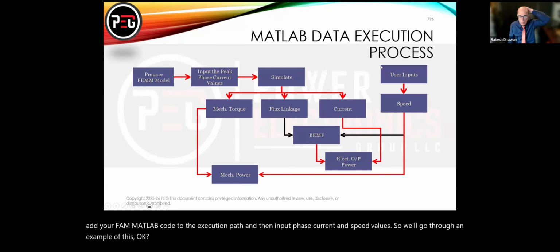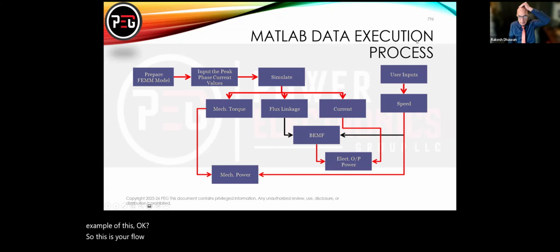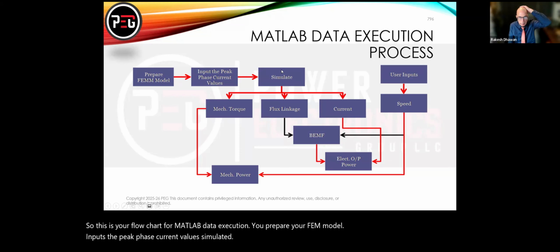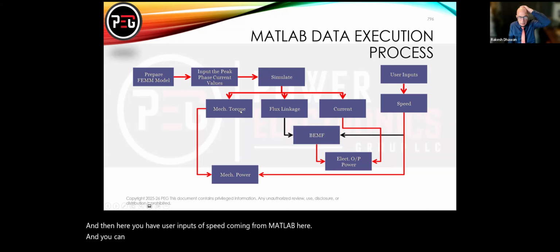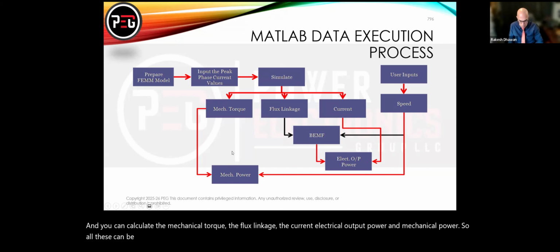So this is your flowchart for MATLAB data execution. You prepare your FEMM model and input the peak phase current values to be simulated. Then you have user inputs of speed coming from MATLAB here. And you can calculate the mechanical torque, the flux linkage, the current, electrical output power, and mechanical power. So all these can be calculated.